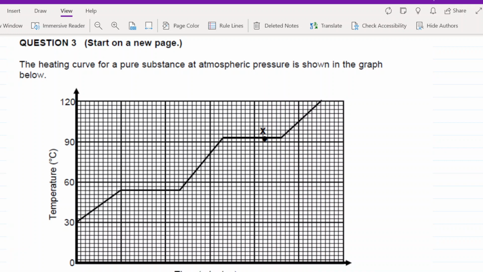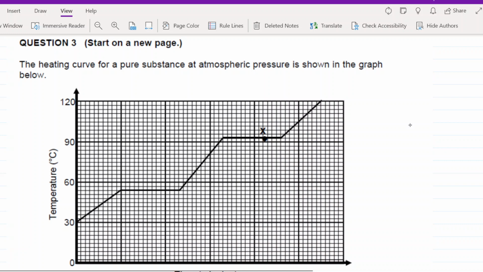So in this video we are going to look at the kinetic molecular theory, especially the heating curve. So I have a question in front of me, which is question 3 on paper 2. This question is dealing with the heating curve. So let's read the question and then we'll look at the following questions.